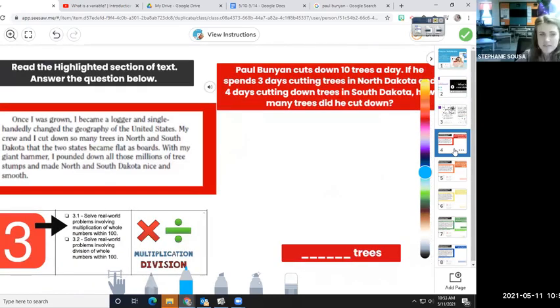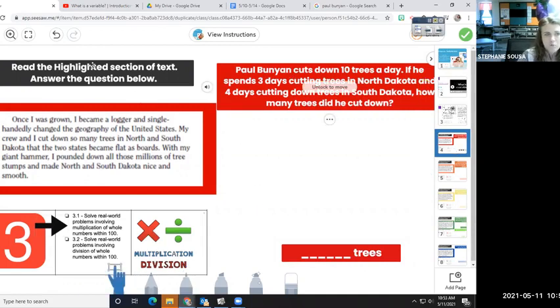All right, hop to slide 4. There were a lot of numbers up in there, miles of tables and axe handles to measure people and 50 bales of hay for a meal. We're going to figure out some equations we can solve here, okay? Read the highlighted selection of text, answer the question below. Here is your question. Paul Bunyan cuts down 10 trees a day. If he spends 3 days cutting trees in North Dakota and 4 days cutting trees in South Dakota, how many trees did he cut down?